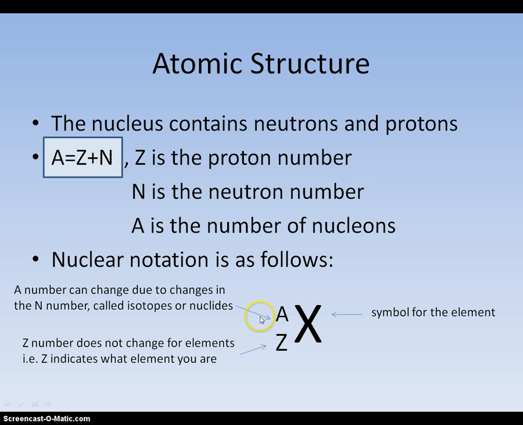Now the A number can be variable because the number of neutrons can change in an atom. An isotope is an atom of the same element but having a different number of neutrons, and therefore a different number of nucleons total. This value is written here in nuclear notation. And again, we can use these two values very simply to figure out how many neutrons are present in that specific isotope for that element.